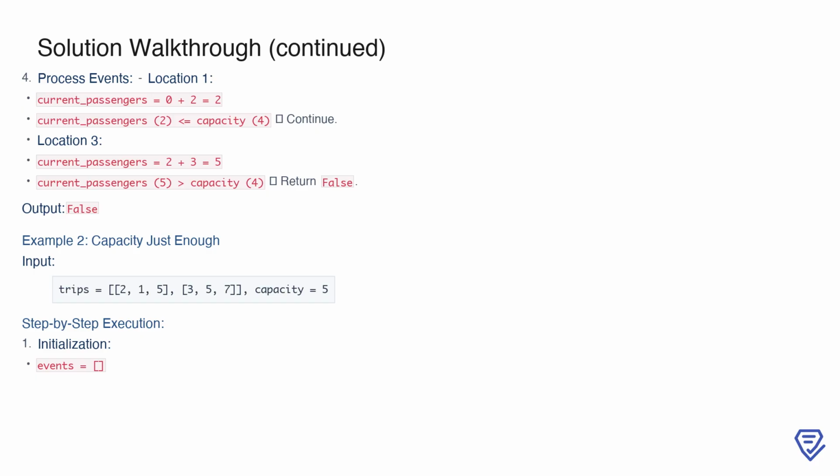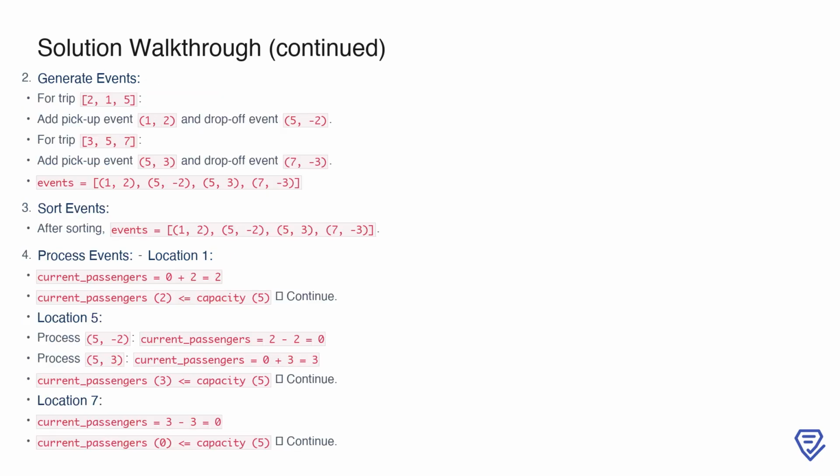Moving on to the second example, the input now has 2 trips with a slightly higher capacity of 5. Once again, we initialize the events list to store pickup and drop-off details. For the first trip, where 2 passengers travel from location 1 to location 5, we add a pickup event at location 1 with a value of 2 and a drop-off event at location 5 with a value of -2. For the second trip, where 3 passengers travel from location 5 to location 7, we add a pickup event at location 5 with a value of 3 and a drop-off event at location 7 with a value of -3.